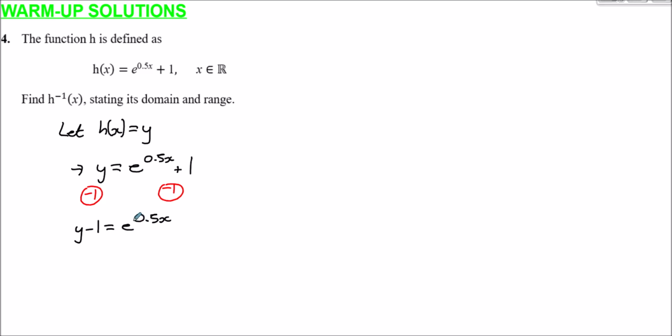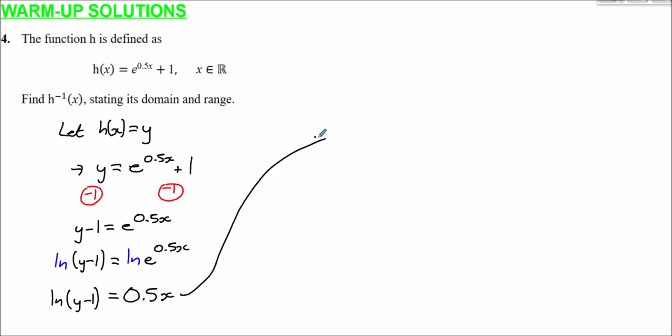I can then take the natural log of both sides. That will just give me what 0.5x is, and will eliminate the e. So if I take the natural log of both sides, so ln of y minus 1, that must equal the natural log of e to the 0.5x. So then ln and e essentially, for lack of a better phrase, cancel. So on the right, that will just give us 0.5x. And on the left, we have ln of y minus 1, obviously.